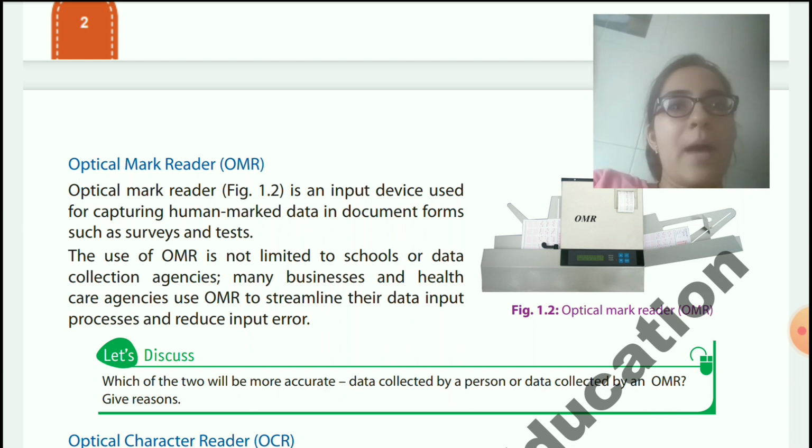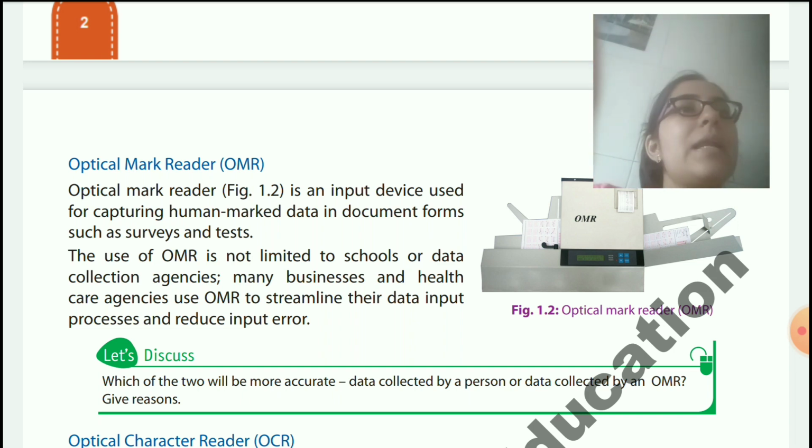The use of OMR is not limited to schools or data collection agencies. Many businesses and healthcare agencies use OMR to streamline their data input processes and reduce input errors. For example, in the board examinations, an OMR sheet is given for computers and for other optional subjects. Why is it used? To reduce input errors. In surveys, they give you direct options, so there is no need to write the whole text. You just have to answer yes or no, or just dot. That is called OMR, in which there are fewer mistakes.